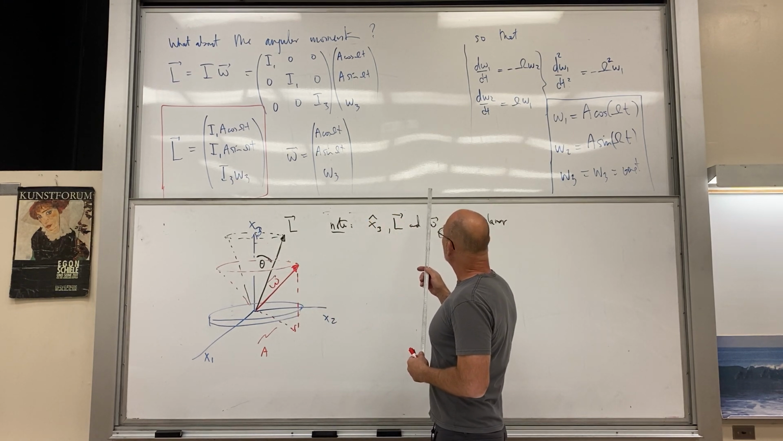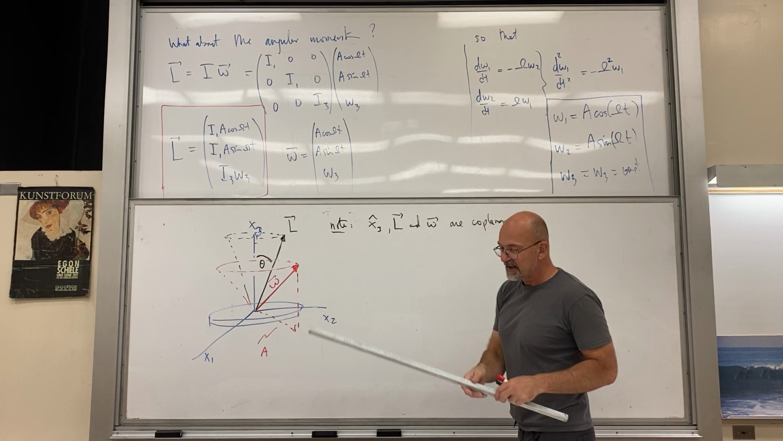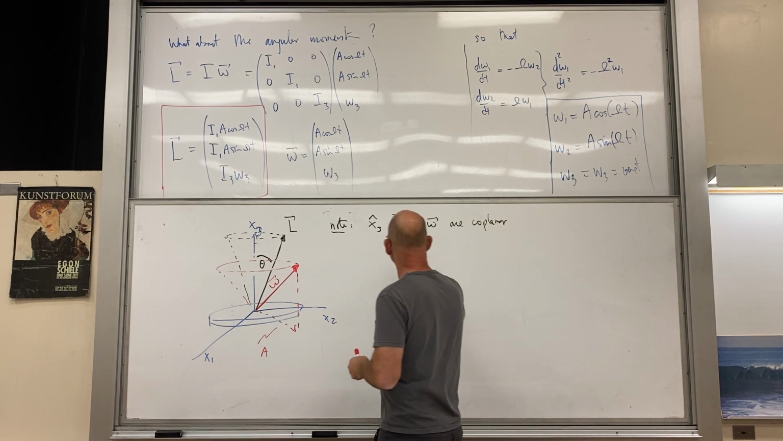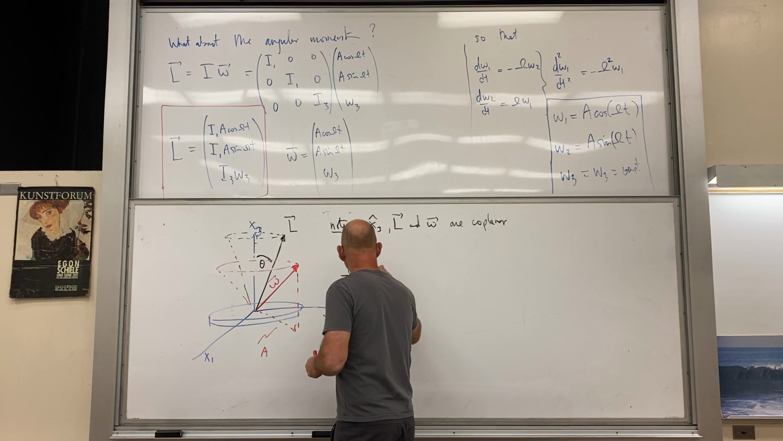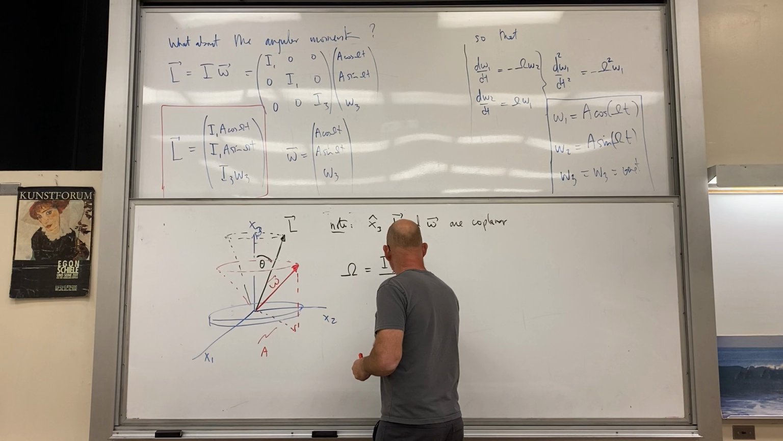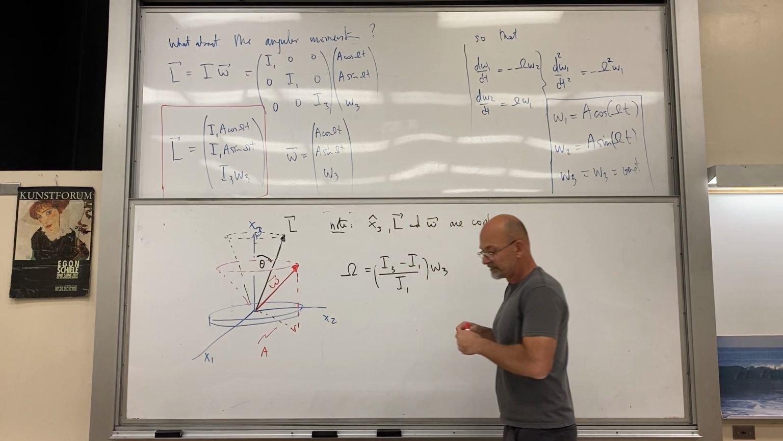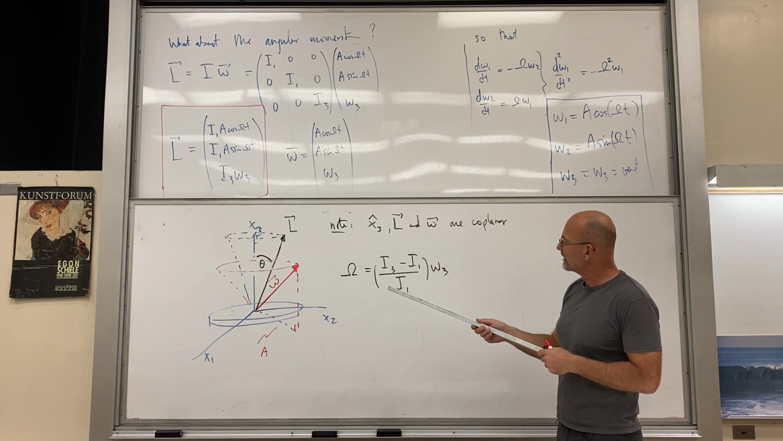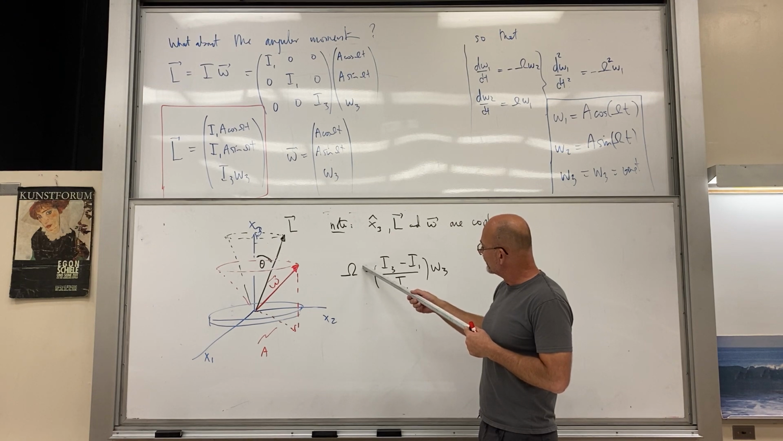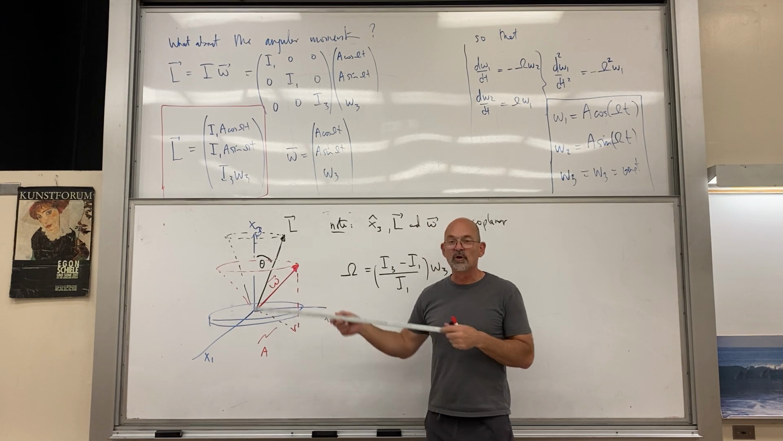And that frequency is this capital omega, which I'll write down again. So we have this capital omega was I3 minus I1 over I1 times omega 3. So in the body frame, this is the angular frequency with which these vectors sweep out those cones.